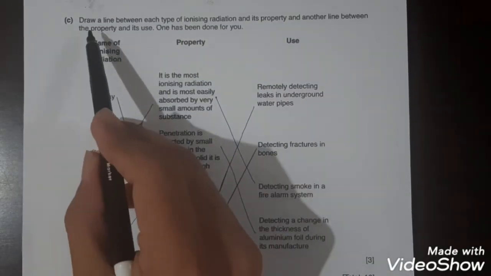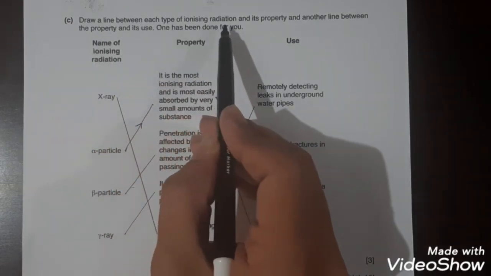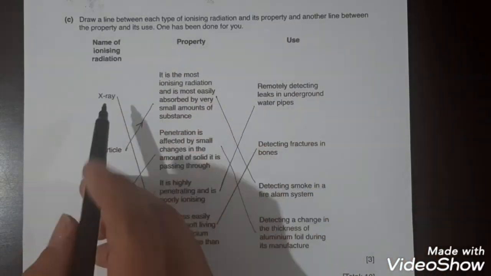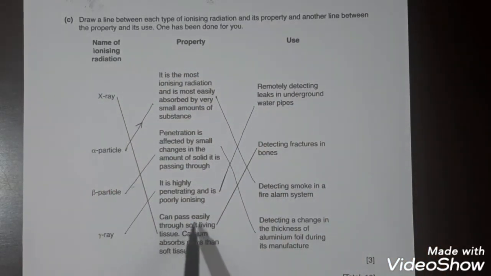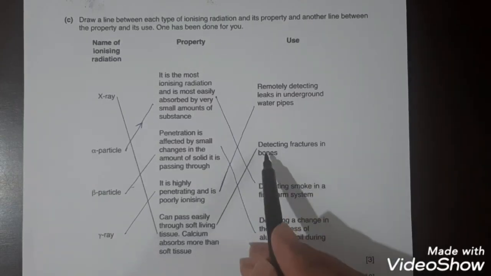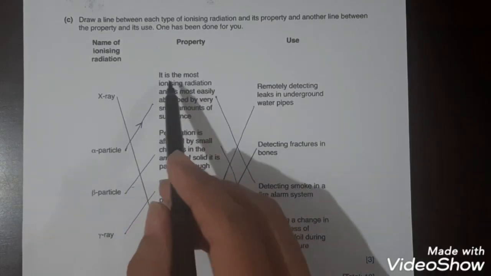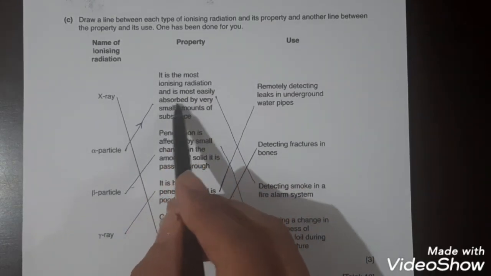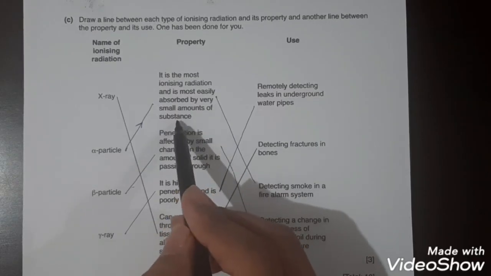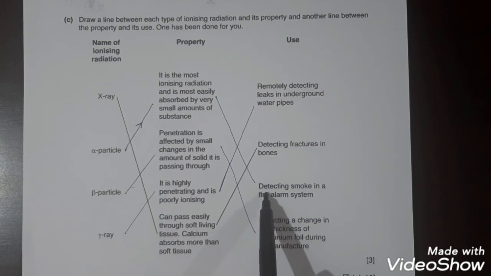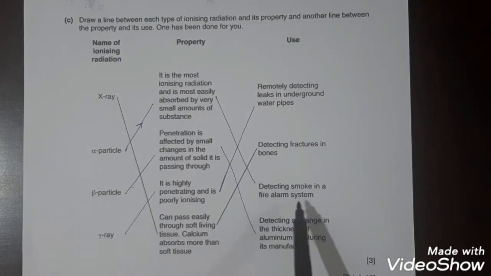Question C states, draw a line between each type of ionizing radiation and its property and another line between the property and its use. So for X-ray, it can pass easily through soft living tissue. Calcium absorbs more than soft tissues. So its use is detecting fractures in the bone. Then second is alpha particles. So the property is it is the most ionizing radiation and is most easily absorbed by very small amounts of substance. Then the use of alpha particles is detecting smoke in fire alarm systems.